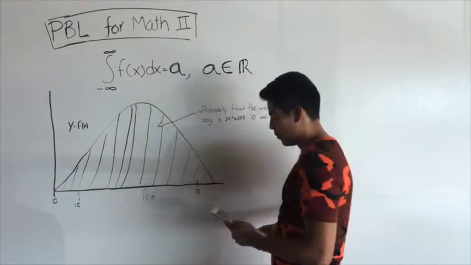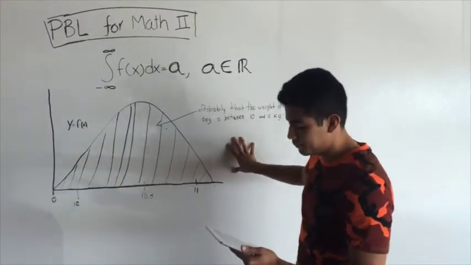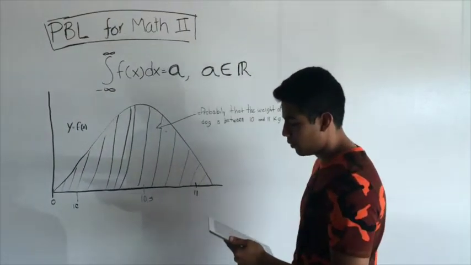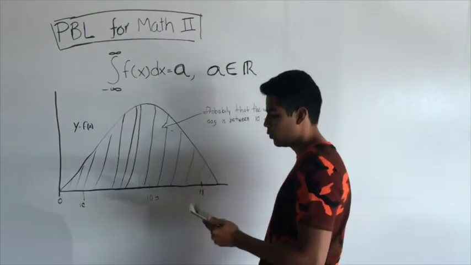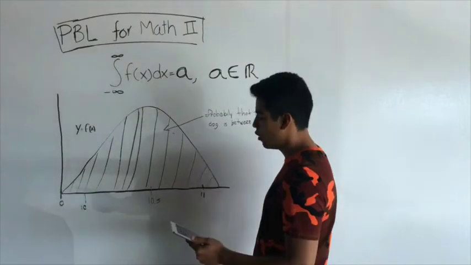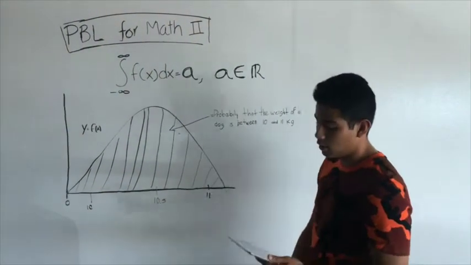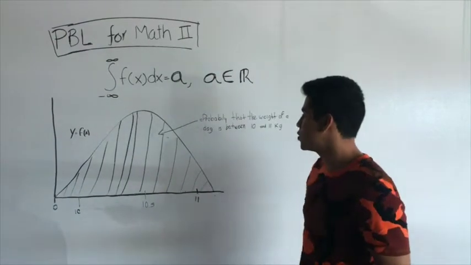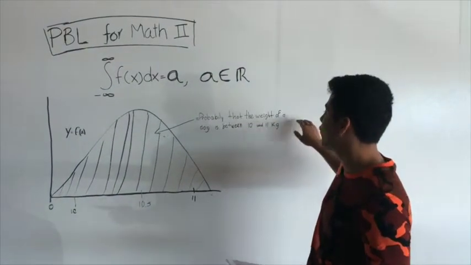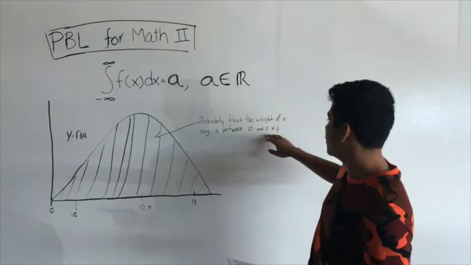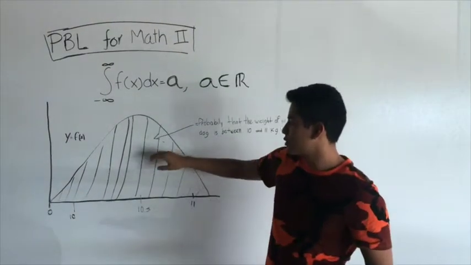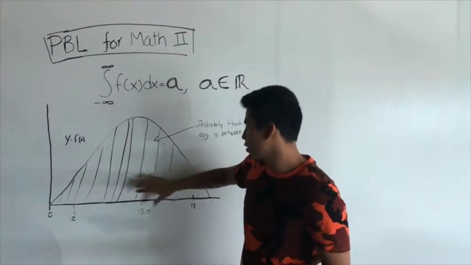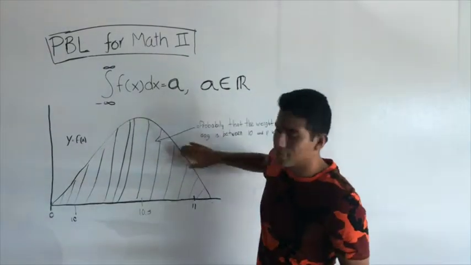Figure number 1 shows the graph of a model of the probability density function for a random variable x. It's defined as the weight in kilograms of a dog in Mexico. So we can see here in this chart that the probability that the weight of a dog is between 10 and 11 kilograms is the area in this chart.